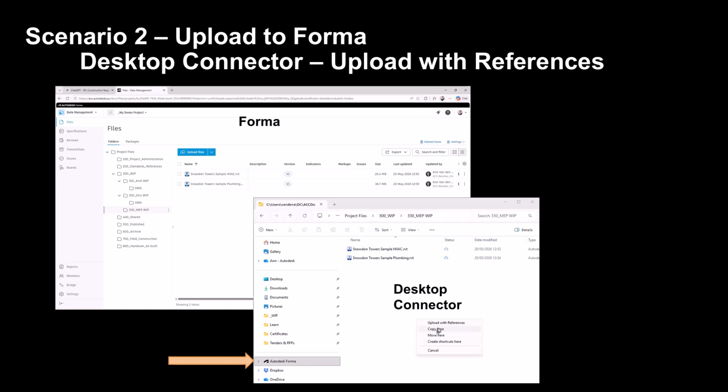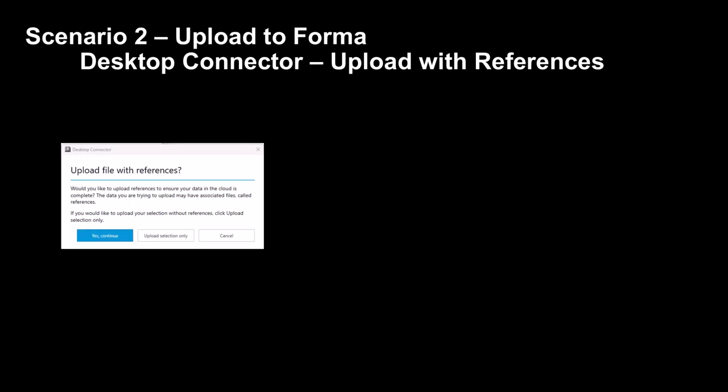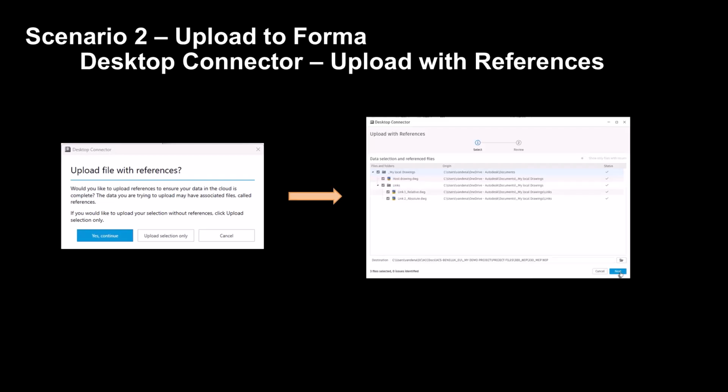At that point, I get two options: copy here and upload with references. If I choose upload with references, I get a confirmation dialog. I can review the folder structure, and Forma correctly recognizes all linked files. After upload, everything appears correctly in both the Desktop Connector version in Windows Explorer and Forma in the cloud.